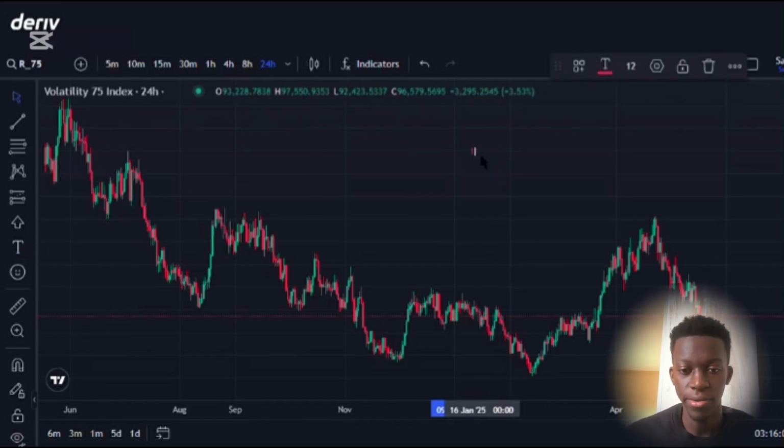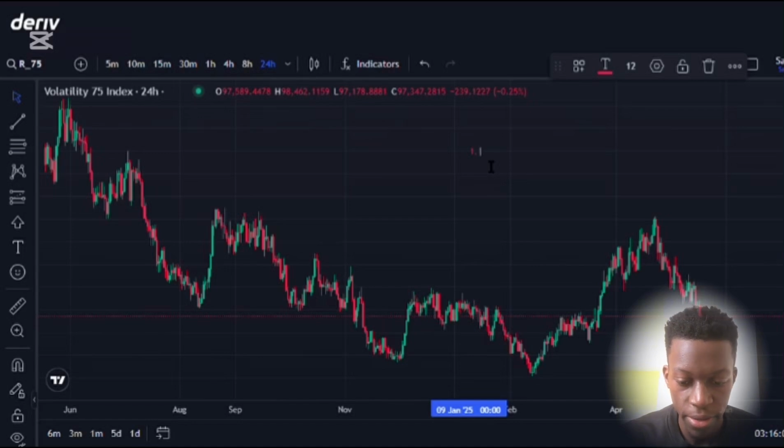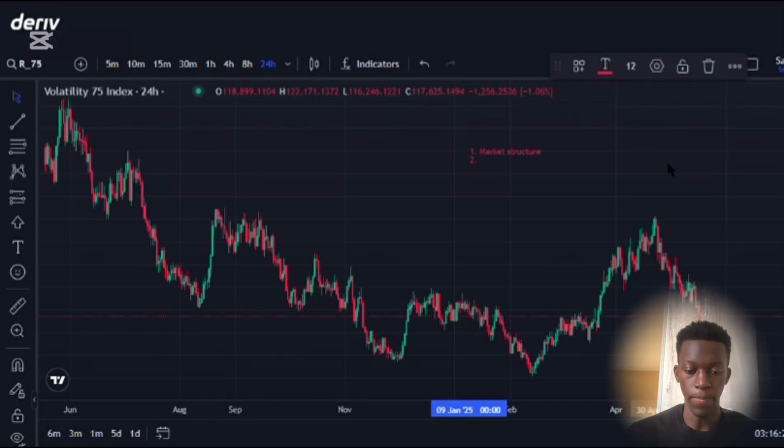To start with, I'll note down my strategy. The first thing I'll look at is the market structure, of course: whether it's an uptrend or downtrend, and if there is a change in that. Secondly, we'll take a look at the order blocks. You have to identify the order blocks.